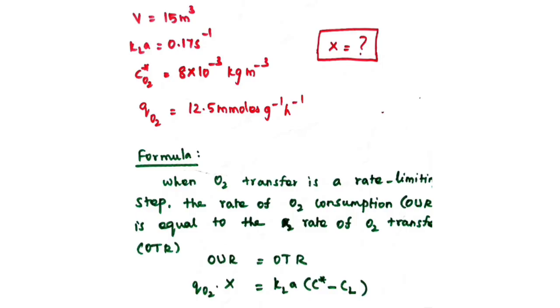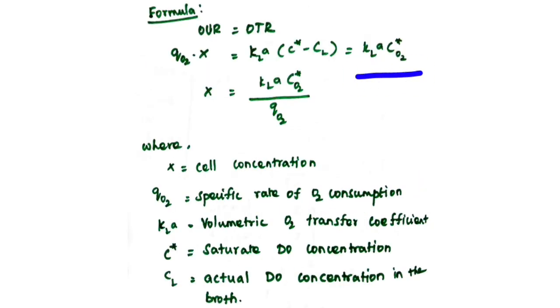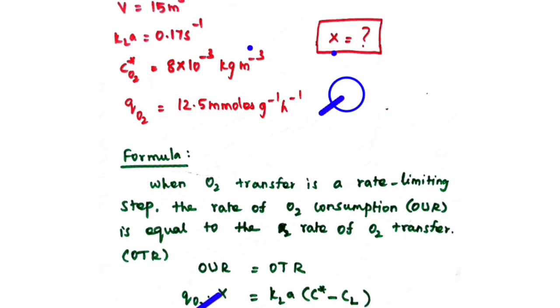In this problem, they have not given the value for C* − CL directly. They have given the oxygen solubility in the broth as 8 × 10⁻³ kg per m³, that is your CO2*. Oxygen transfer rate we can write as KLa × CO2*. So X is equal to KLa × CO2* divided by QO2. In this equation, QO2, KLa and the oxygen solubility of 8 × 10⁻³ kg m⁻³ are all given.